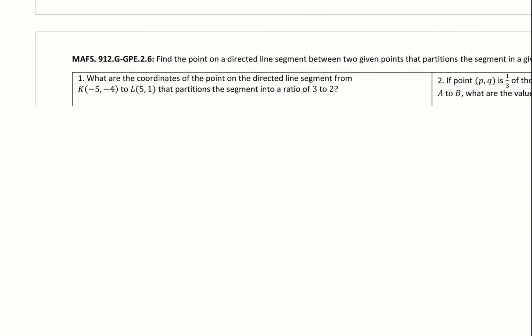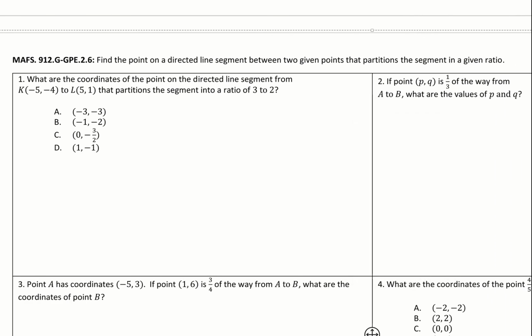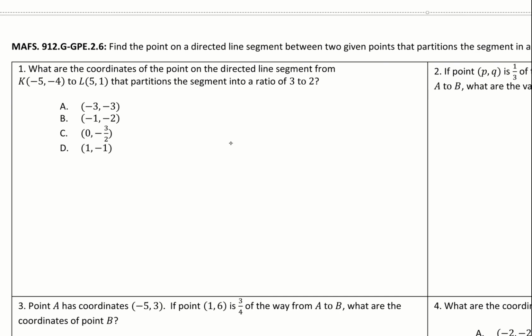Okay, so the next standard, find a point on a directed line segment between the 2 given points that partitions the segment in a given ratio. All right, this is probably the harder of the standards, probably one of the hardest standards that students tend to struggle with. Okay, so we'll go ahead and get through these questions as efficiently as possible while still going over some details. So the coordinates of the point on the directed line segment from K to L partitions the segment in a ratio of 3:2.